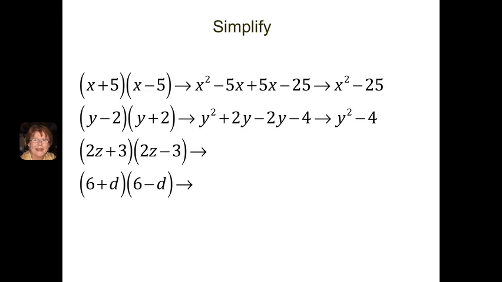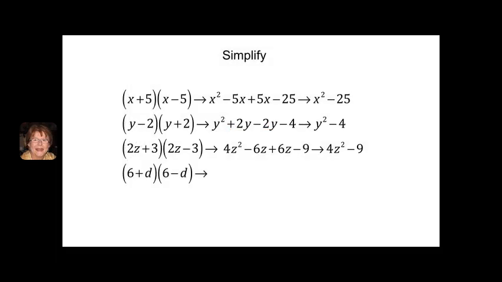When you multiplied y times y, you got y squared. When you multiplied your outside terms and your inside terms, you get -2y plus 2y, and they eliminate. What are we left with? Y squared minus 4.